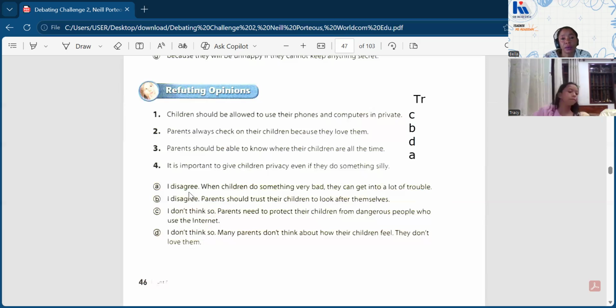Okay, so number one says children should be allowed to use their phones and computers in private, and you chose C, which says I don't think so. Parents need to protect their children from dangerous people who use the internet. Okay, you are correct. And number two, parents always check on their children because they love them. And you chose B. I disagree. Parents should trust their children to look after themselves.